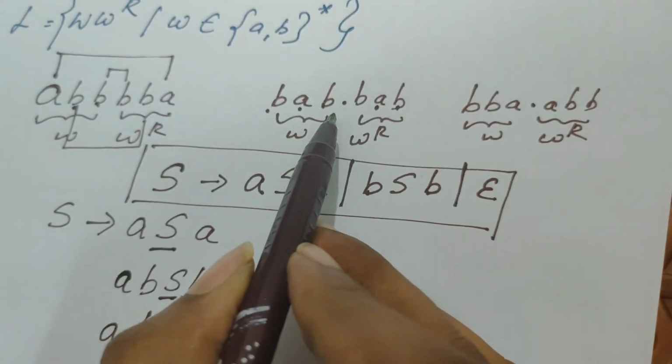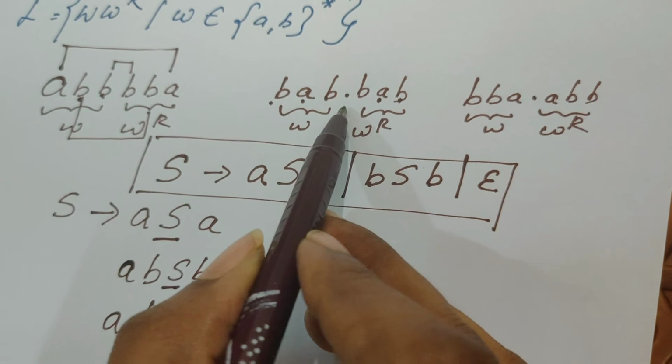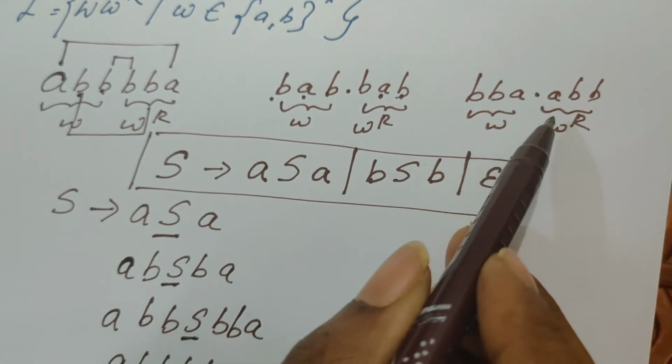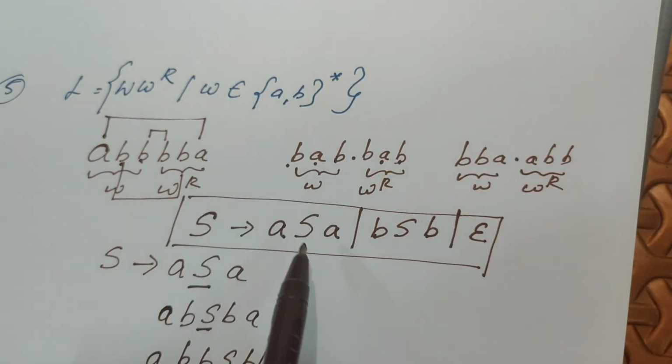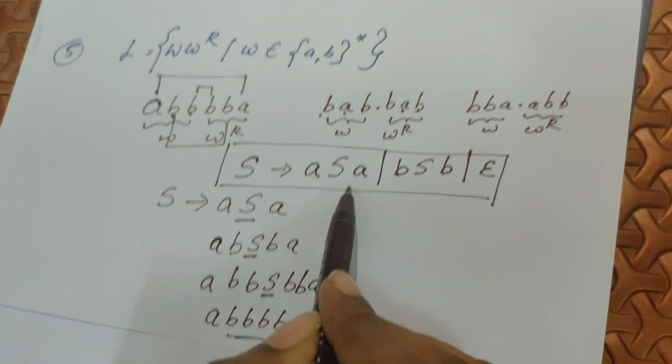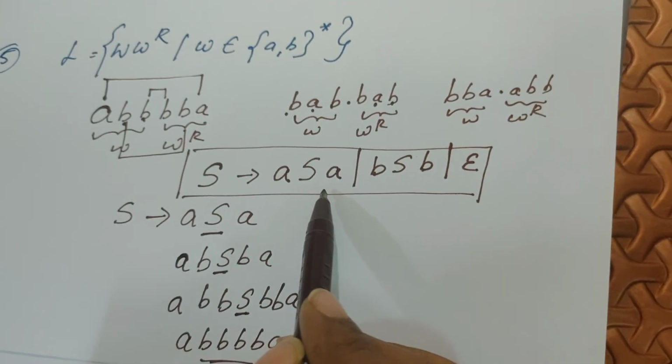Similarly, you can try for the strings BABBAB and BBAABB also. This is nothing but the language of even palindromes. This is a context-free grammar which produces the strings of even palindromes.